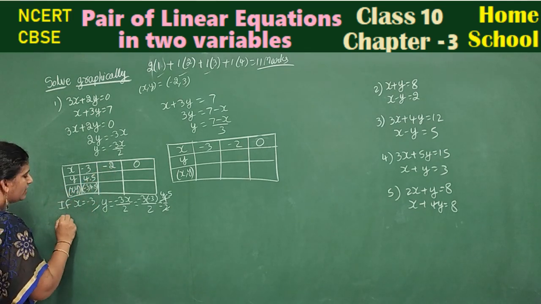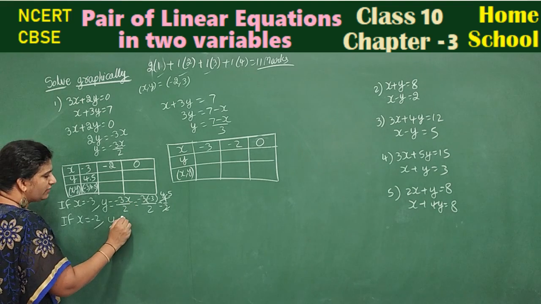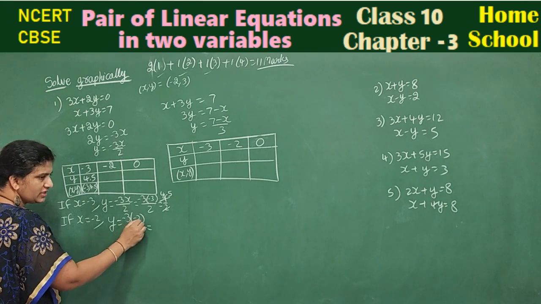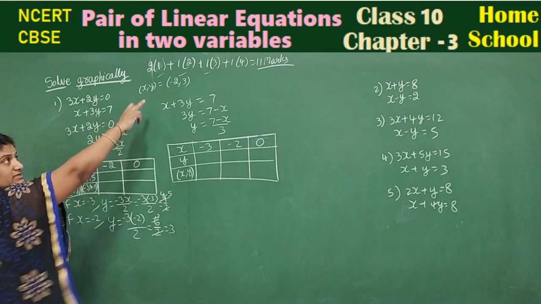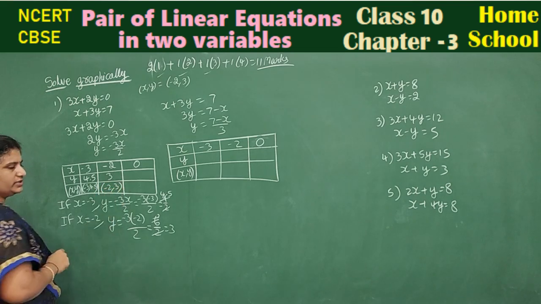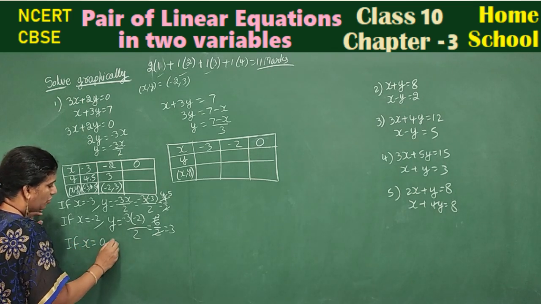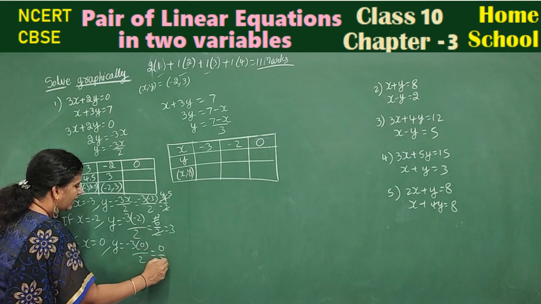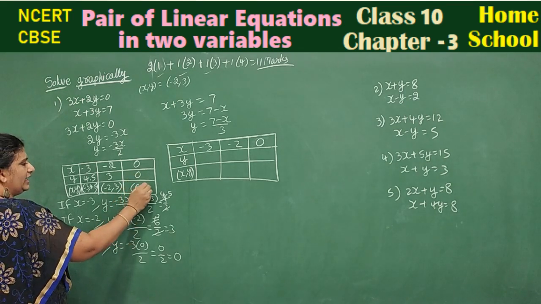Okay, next one. If x is equal to minus 2, substitute the x value here. y is equal to minus 3 into minus 2 by 2. Minus into minus is plus, 3 2s are 6, 6 by 2 will be 3. Is it the same? Yes. So write here 3 and the coordinate minus 2 comma 3. And the next one, if x is equal to 0, y is equal to minus 3 into 0 by 2, 0 by 2 will be 0. Okay, 0 comma 0 you can write.